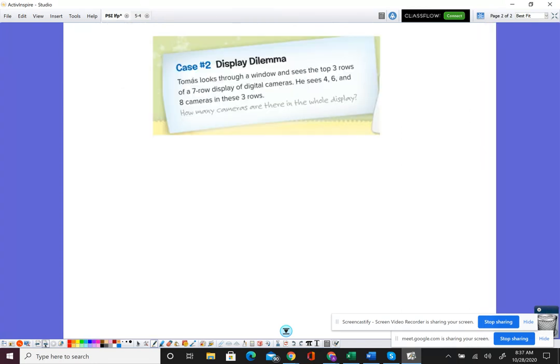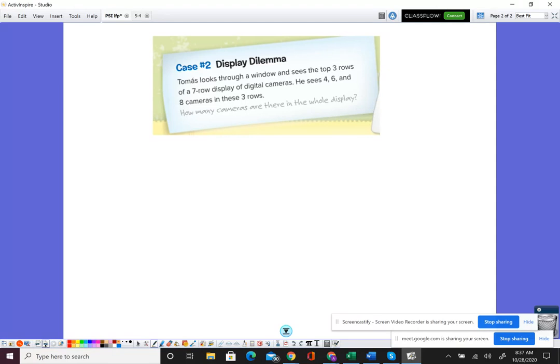Let's look at this one. Tomas looks through a window and sees the top 3 rows of a 7-row display of digital cameras. He sees 4, 6, and 8 cameras in these rows. How many cameras are there in the whole display?